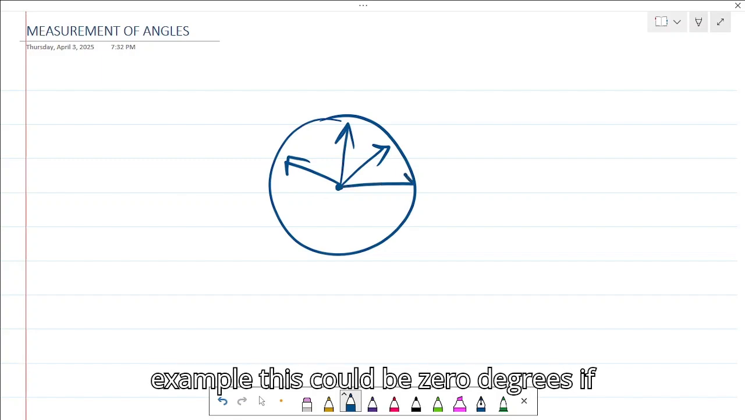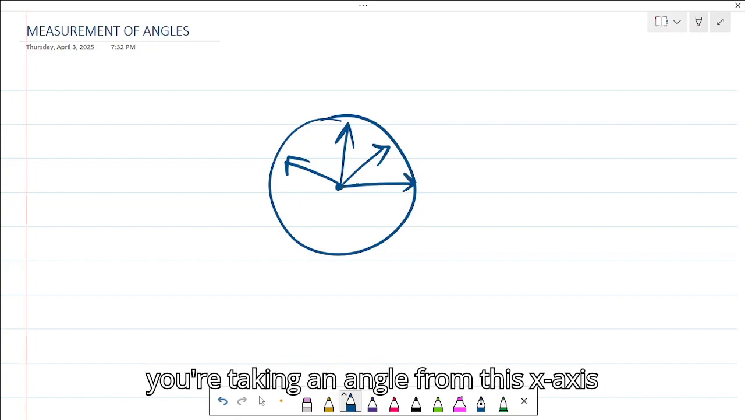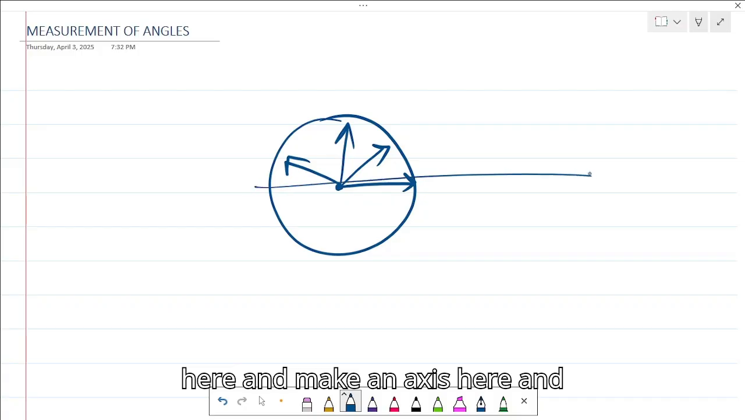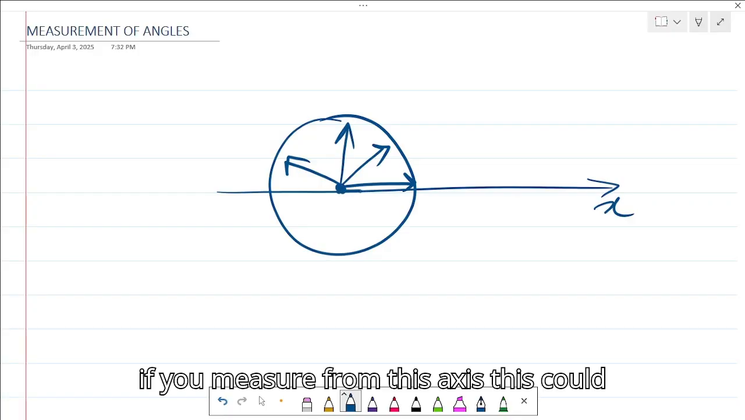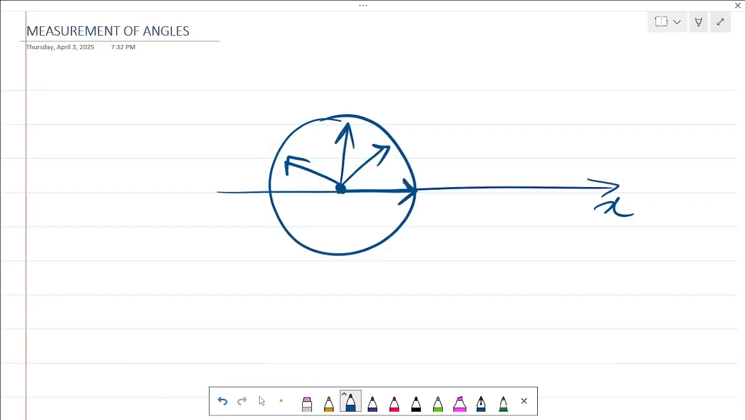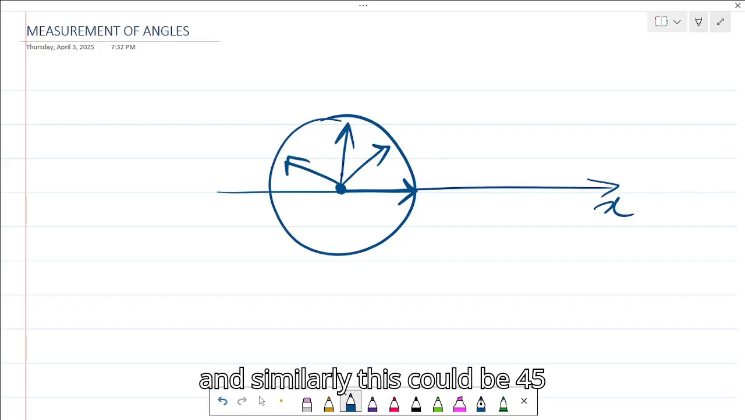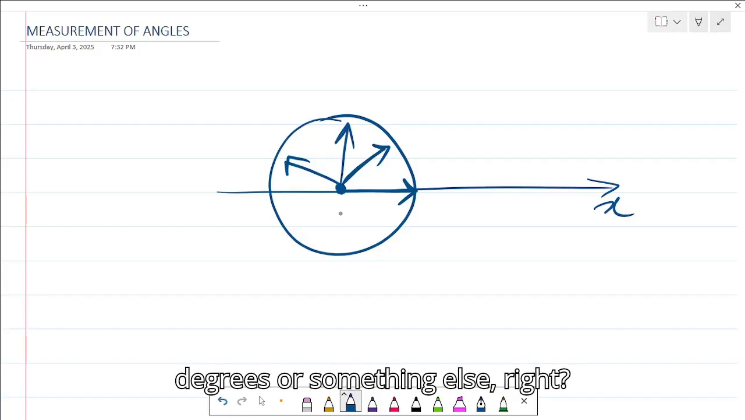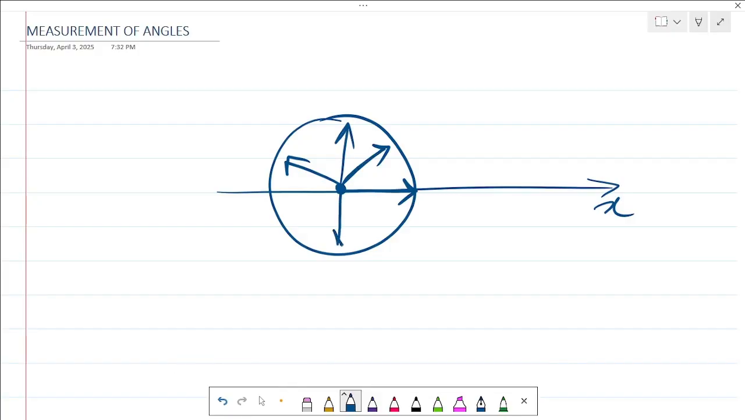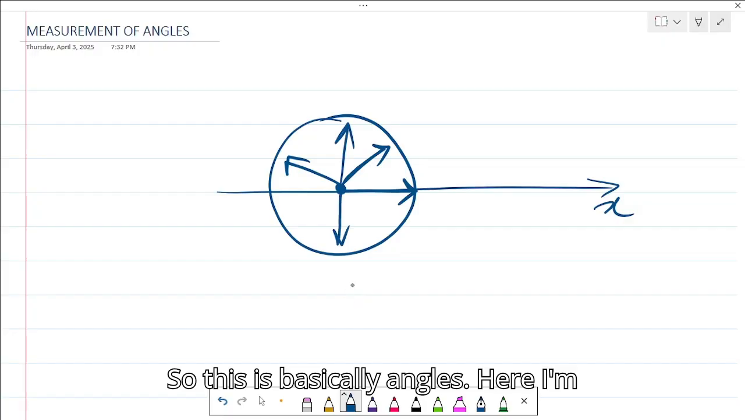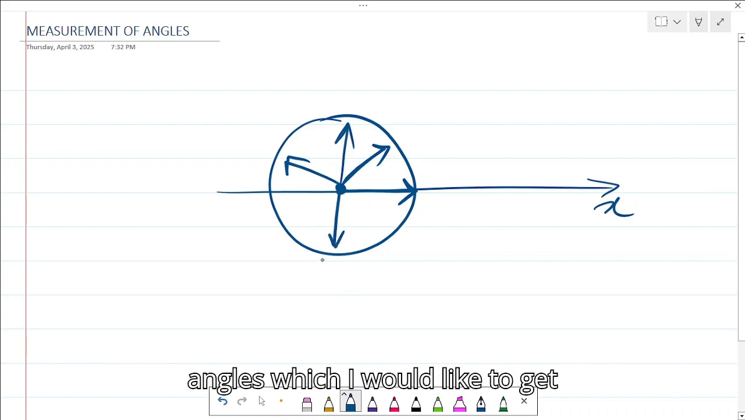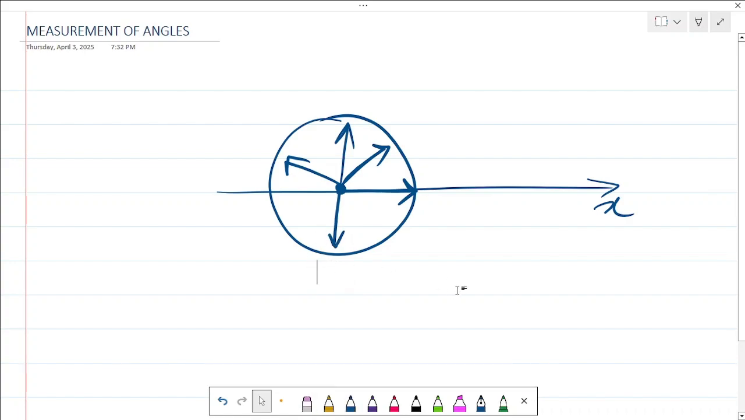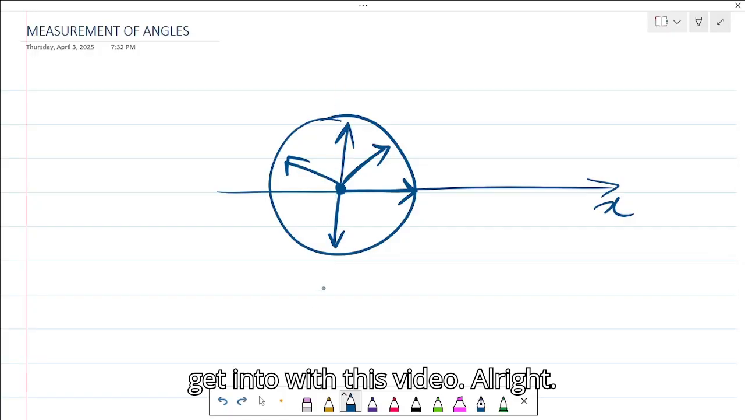So for example, this could be 0 degrees if we're taking an angle from this x-axis here. And if we measure from this axis, this could be 0 degrees. And similarly, this could be 45 degrees or something else, right? So this is basically angles. Here I'm using degrees, which we are very familiar with, but there are other measurements of angles which I would like to get into with this video. All right.